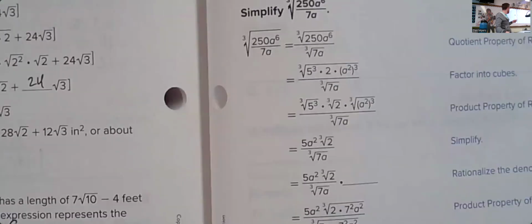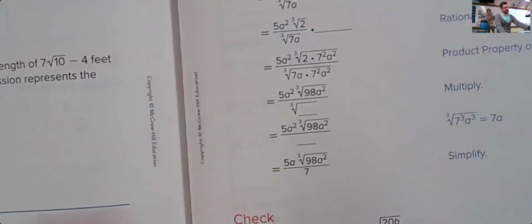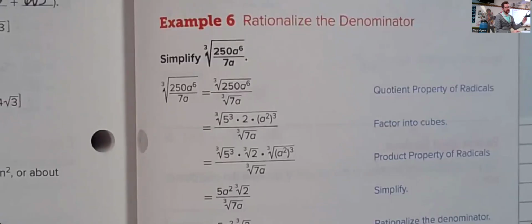So again, there's a lot of steps here. I will not expect you to do that many steps every single time. That's kind of ridiculous. That's like 8 or 9 lines. It's just showing every little detail along the way.